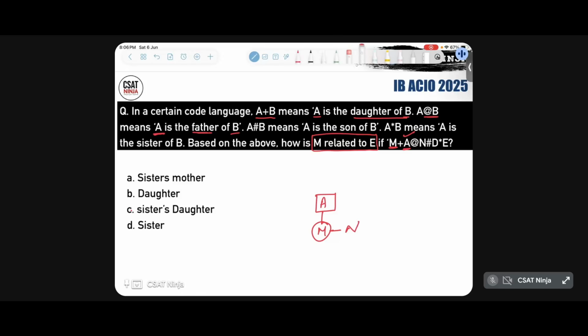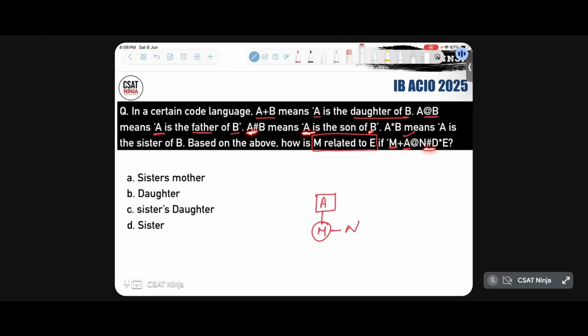Remember, if this one is a father, this one will be one generation below. So this one is the father of this one there. Next one, at the rate means what? We have done that. Next one is hash.